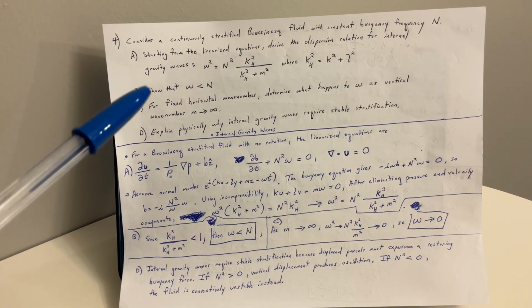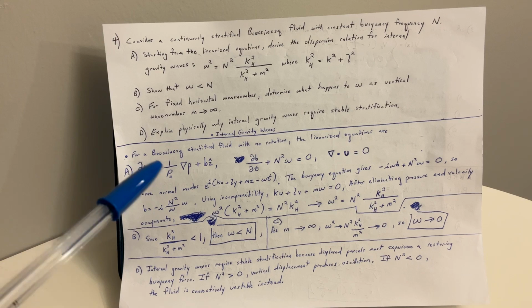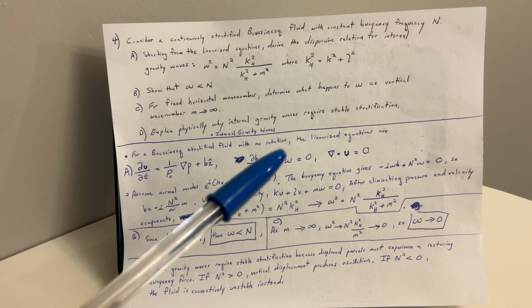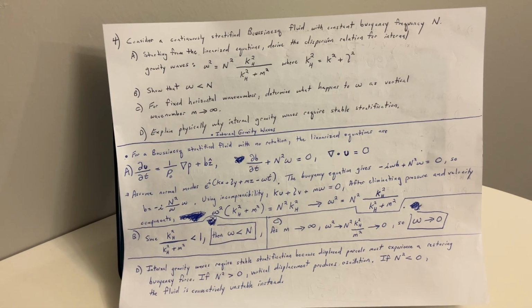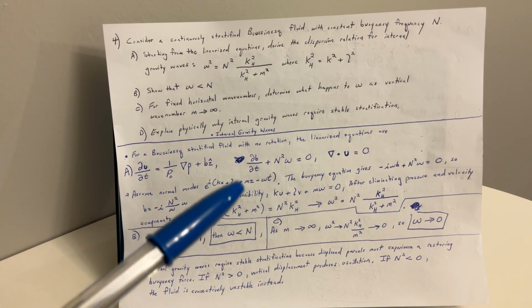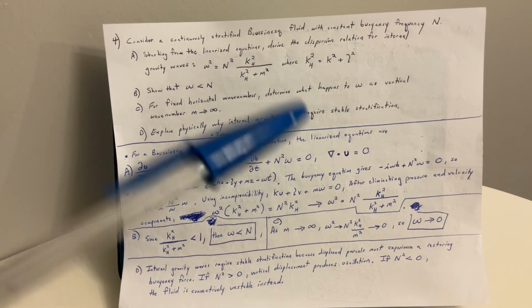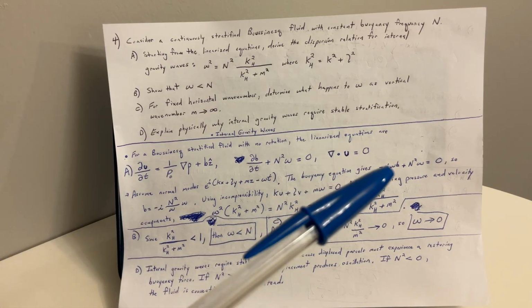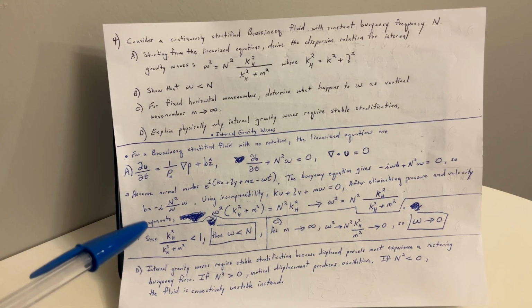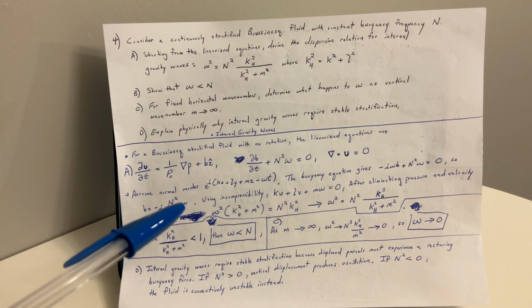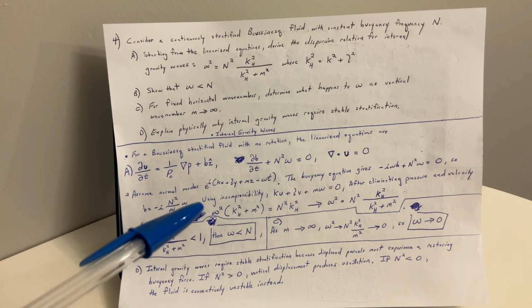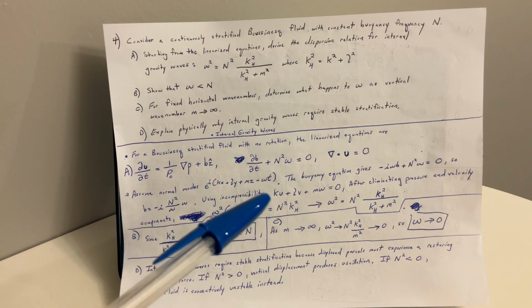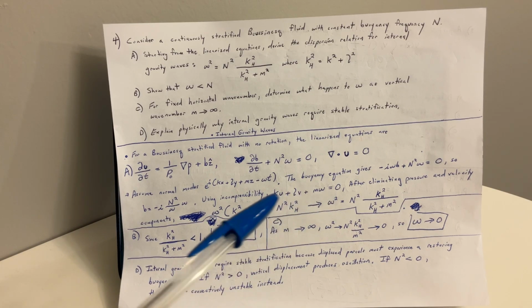Here we go. Letter A, for a Boussinesq stratified fluid with no rotation, here are the linearized equations. This is textbook stuff. Assume normal modes. And then the buoyancy equation gives this, b equals negative i N squared over omega w. And using incompressibility, we're given here.